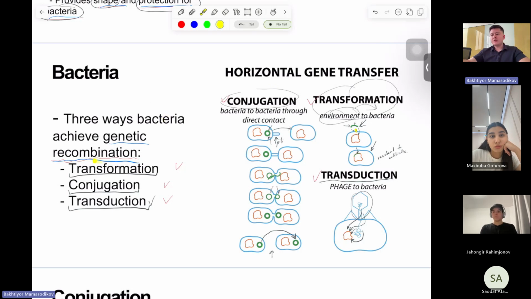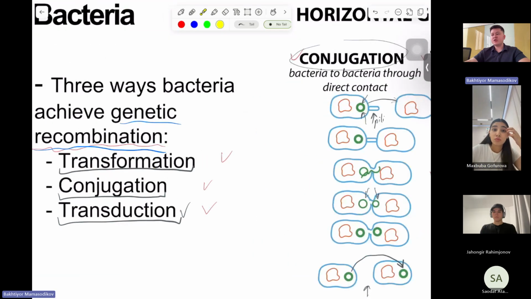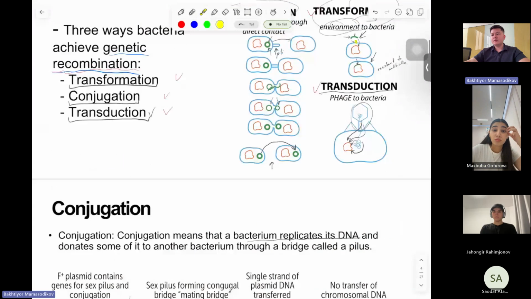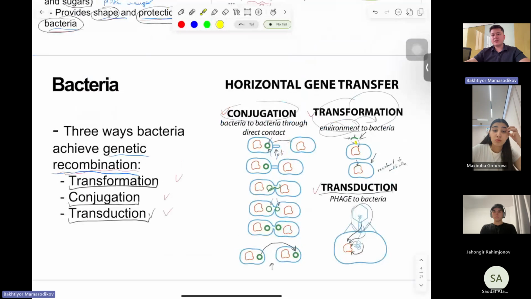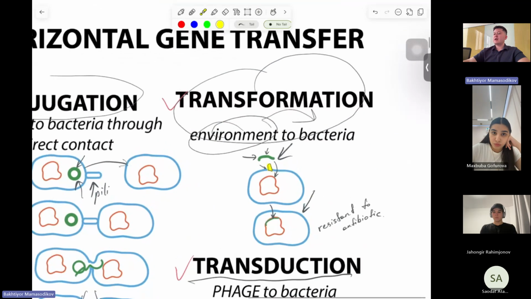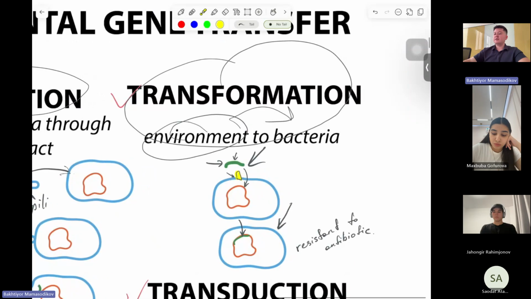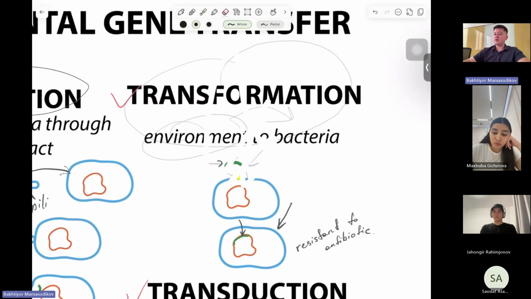The first process is called transformation. The second is called conjugation. The third is called transduction. Let's learn each of them. First of all, transformation. What's transformation? Transformation means a bacteria picks up naked DNA fragments from the dead bacteria around it. That DNA enters and becomes part of its genome. For example, this process is called transformation.